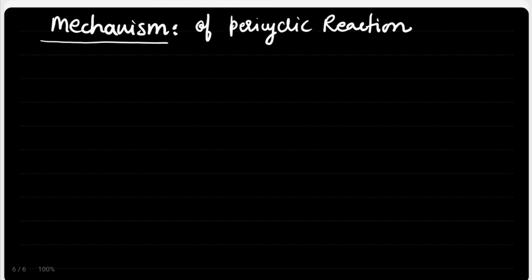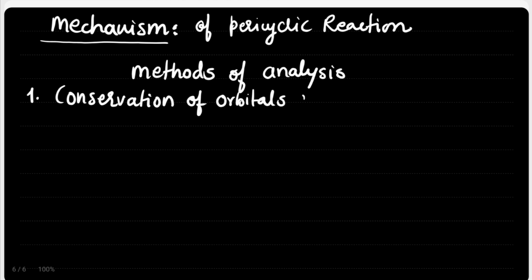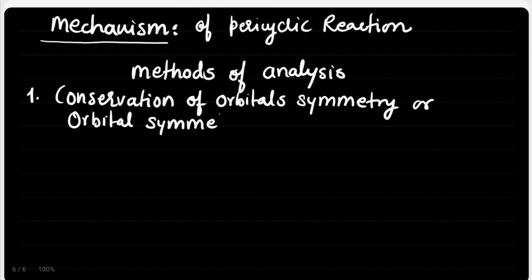Now there are three methods for the analysis of the mechanism, based on three main concepts. The first theory is the conservation of orbital symmetry, also called orbital symmetry correlation.